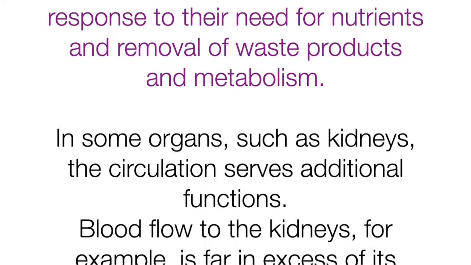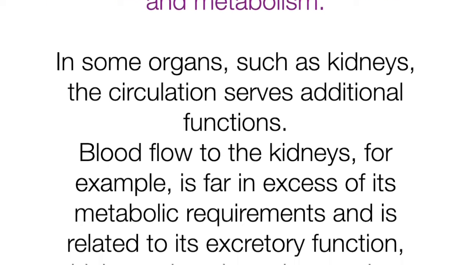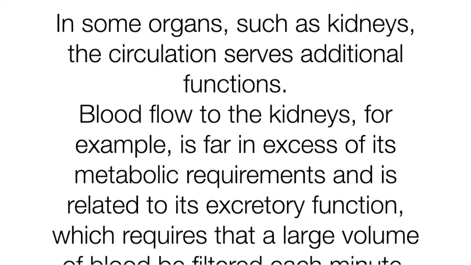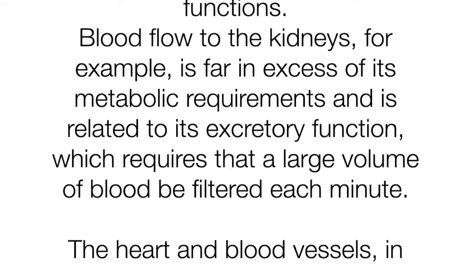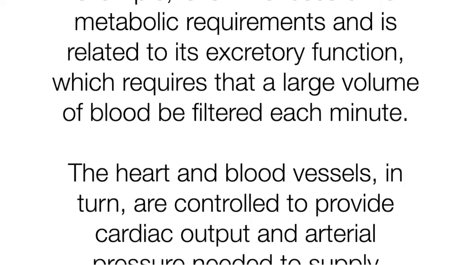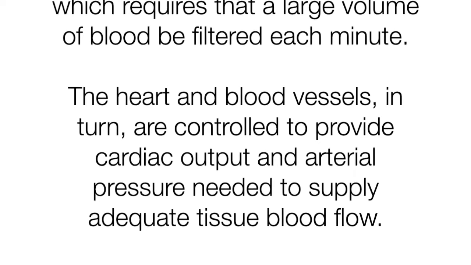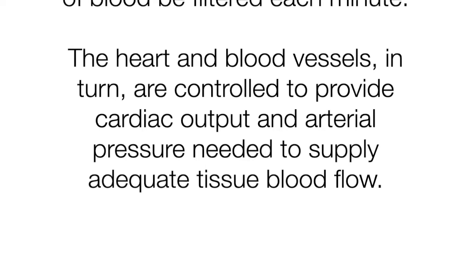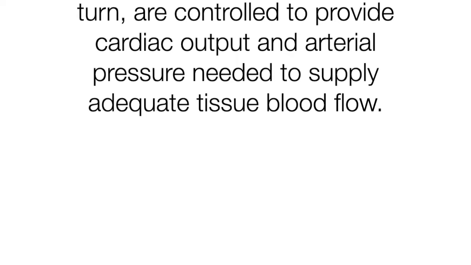In some organs, such as kidneys, the circulation serves additional functions. Blood flow to the kidneys, for example, is far in excess of its metabolic requirements and is related to its excretory function, which requires that a large volume of blood be filtered each minute. The heart and blood vessels, in turn, are controlled to provide cardiac output and the arterial pressure needed to supply adequate tissue blood flow.